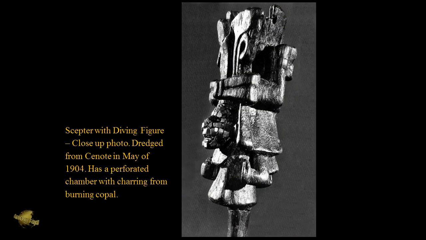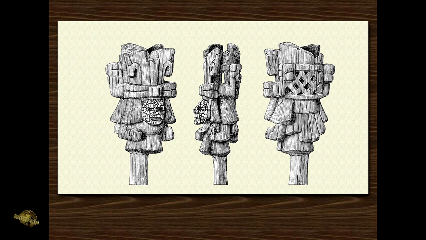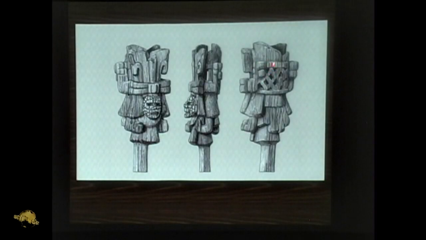Here's a closer-up view of it, dredged from the cenote in May of 1904. It has a perforated chamber, and the inside of that perforated chamber is charred. Aha! A very important clue. Is it a torch? They had a fire lit in there. Here you can see the perforated chamber.